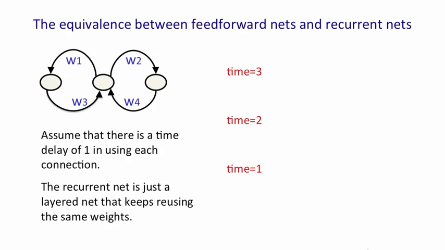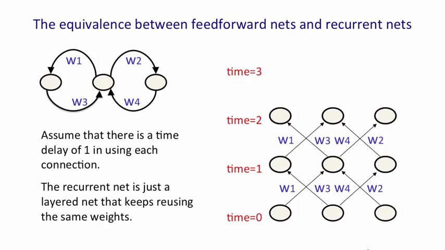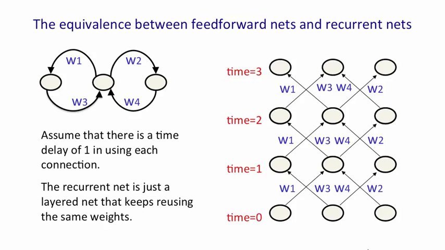So the recurrent network starts off in some initial state, shown at the bottom there, time 0, and then it uses the weights on its connections to get a new state, shown at time 1. It then uses the same weights again to get another new state, and it uses the same weights again to get another new state, and so on. So it's really just a layered feed-forward network where the weights are constrained to be the same at every layer.